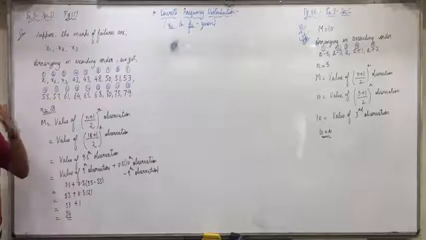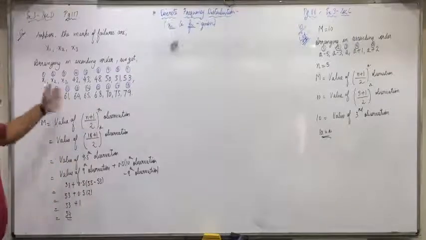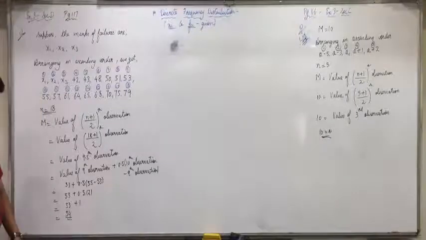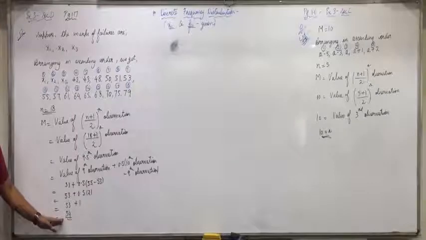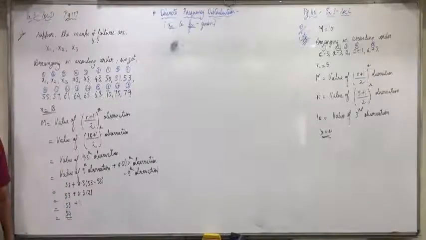Don't do 53 plus 0.5, 53.5 into 2 to get 107. 107 is not there, and no one can get 107 marks out of 100. So be careful that plus should be done at the end. I'm telling that again and again, still in exam some will do that. Is everyone clear with this?